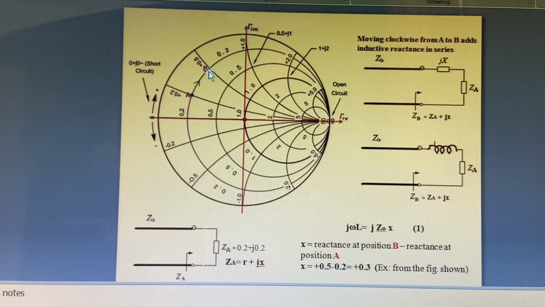Moving from A to B means we are moving on the resistance circle in the clockwise direction. You are moving in this direction. This is a clockwise direction, and we moved from A to B. That adds a series element like this. Since we are moving in the clockwise direction, it adds the inductor as shown in this figure.